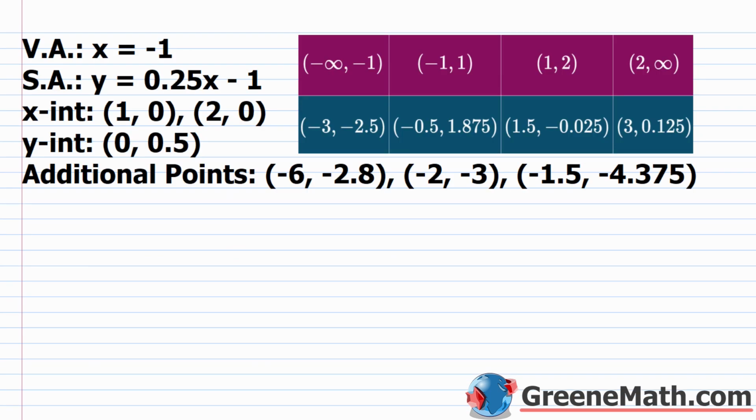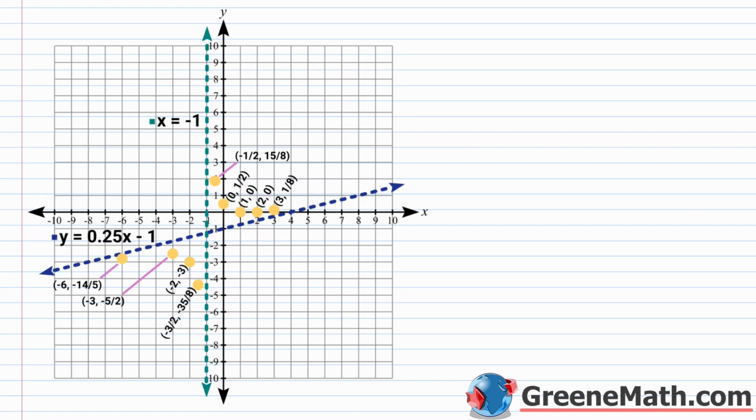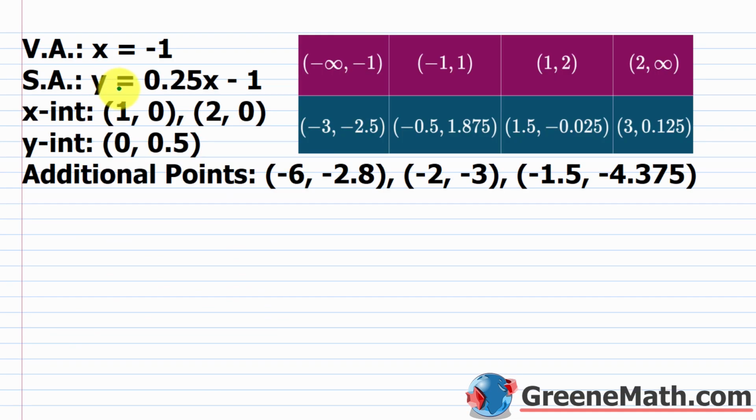So we know we have a vertical asymptote that's going to be x equals -1. And again, the multiplicity of the 0 associated with that was 1, so that's odd. So if this guy's going up like this, that means this guy's coming down like this. Then we know we have a slant asymptote, which is y equals 0.25, or you could say 1/4 x minus 1. The x-intercepts are going to occur at (1, 0) and (2, 0), and again, we're going to cross through the x-axis at each one of those. The y-intercept occurs at (0, 0.5), or you could say (0, 1/2).